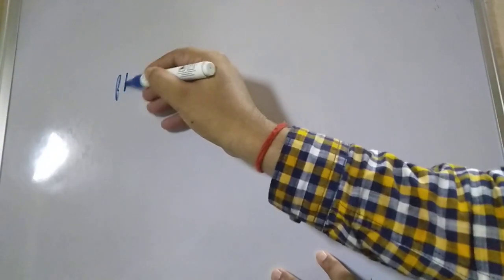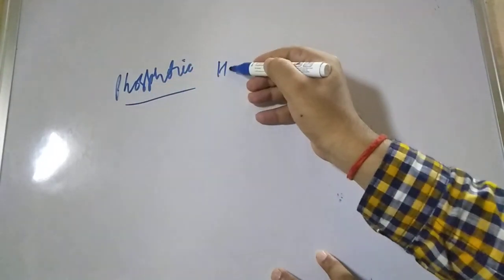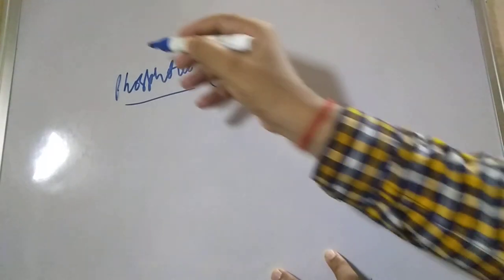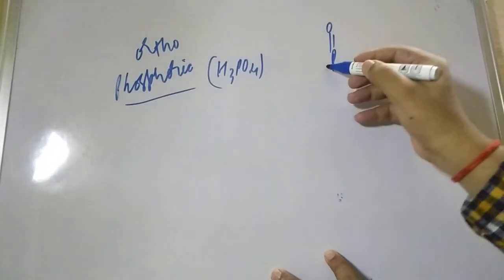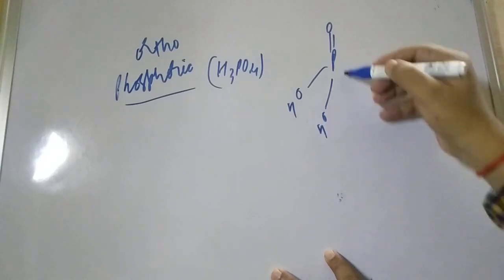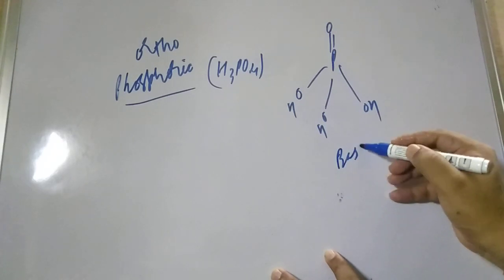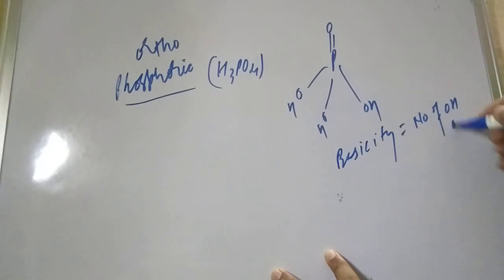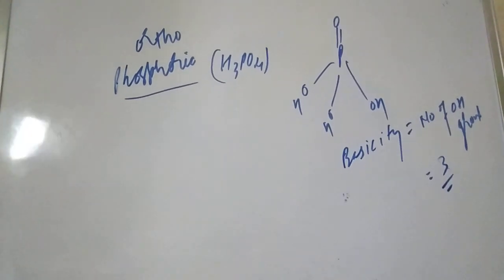And phosphoric acid, which we have studied many times, is the parent acid, and the formula is H3PO4. It is also known as orthophosphoric acid. In the structure, there is a double bond O, here is O, here is O, and here is OH, OH. Basicity is equal to the number of OH groups. How many OH groups are there in phosphoric acid? That is 3. So basicity is 3.